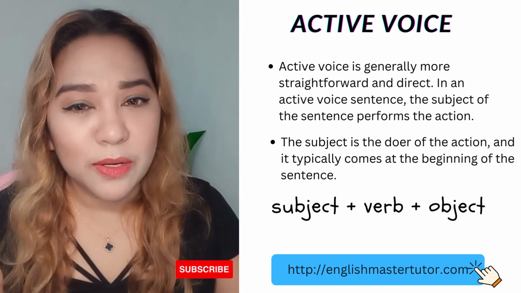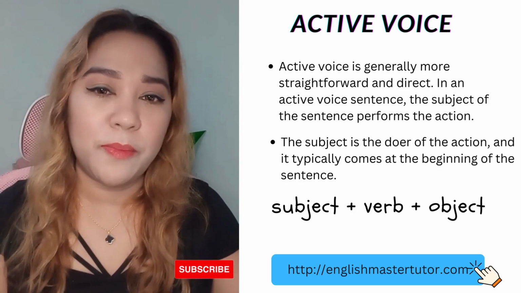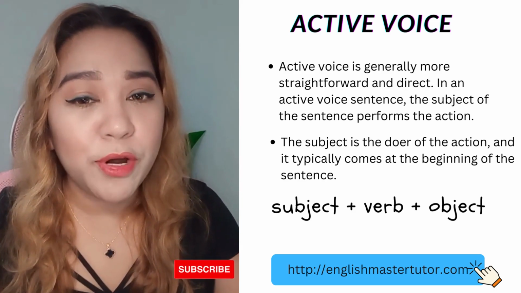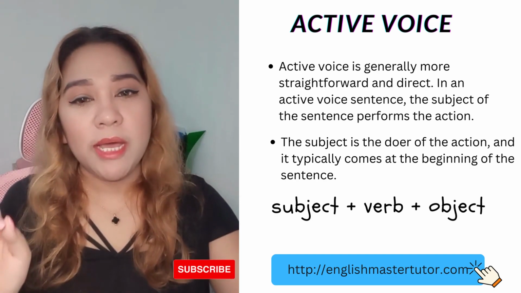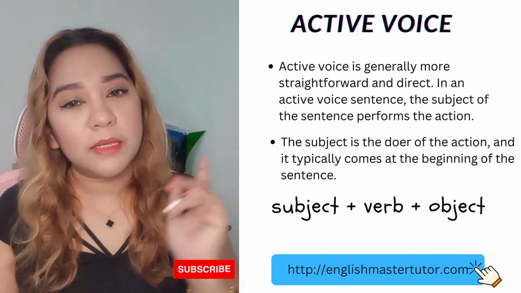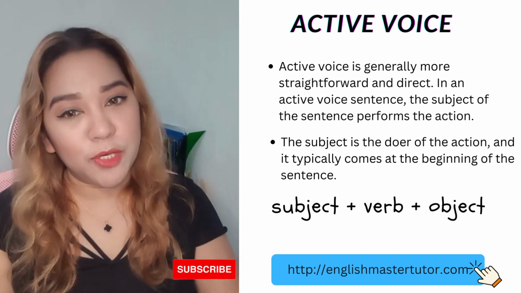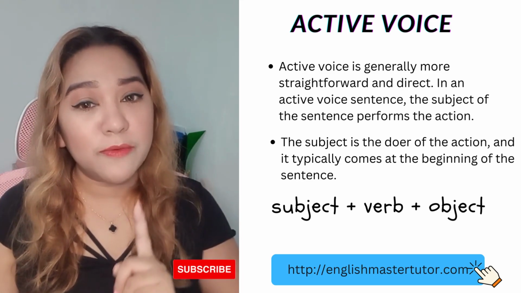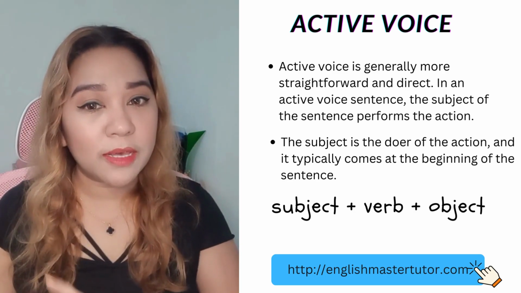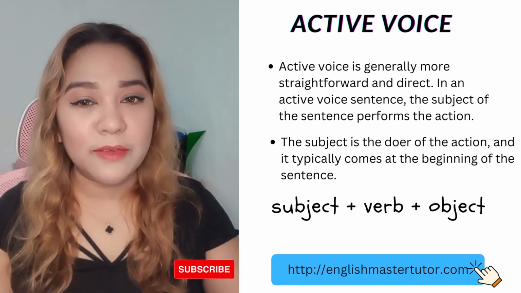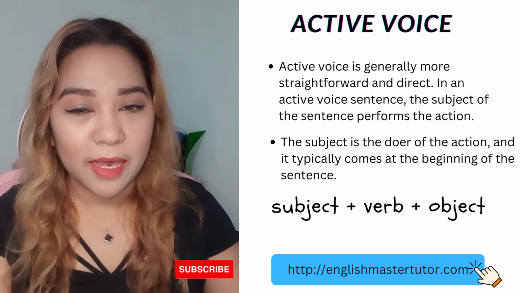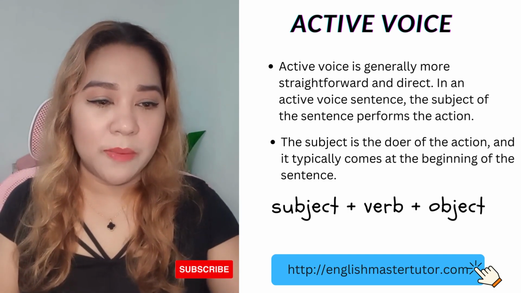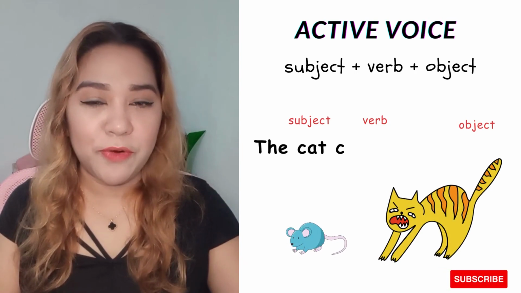To make it simple, just remember this structure. For the active sentence, remember subject plus verb plus object. Okay, so one more time, subject plus verb plus object is active voice sentence. Okay, so I have prepared some examples for you. Let's have the first one.